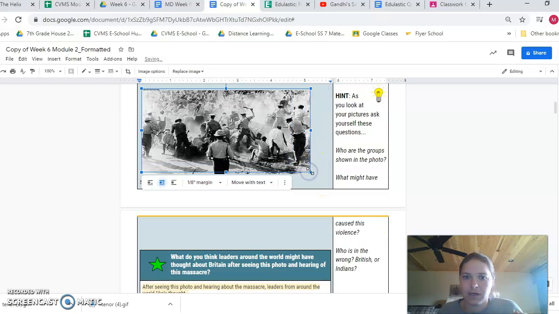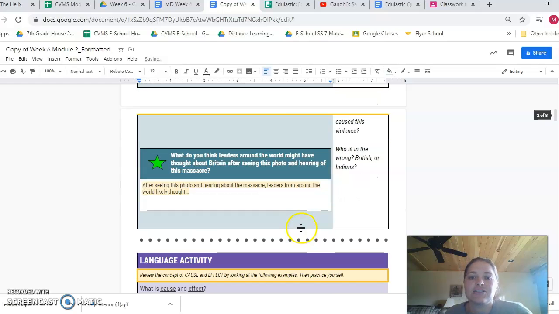So, the question that you're going to answer when you are done analyzing that photograph is, what do you think leaders around the world might have thought about Britain after seeing this photo and hearing of the massacre? And you're going to use this sentence stem to answer that question. So go ahead and do that now. When you are done, you can come back to this video. So you should pause me and then come back.